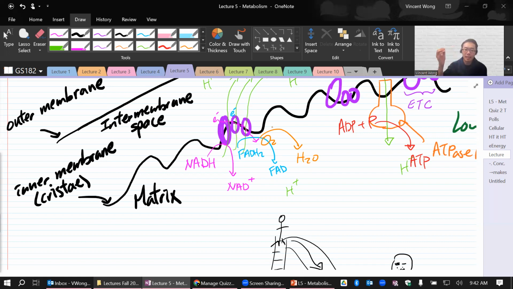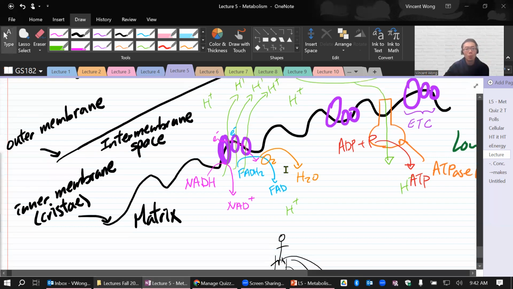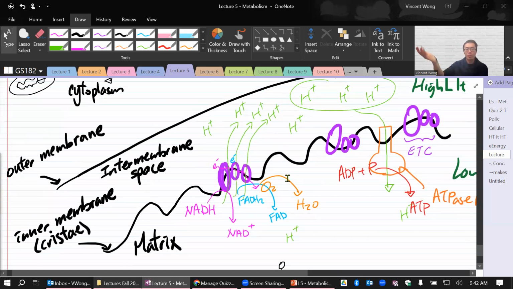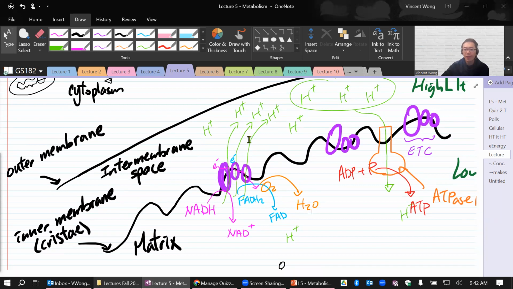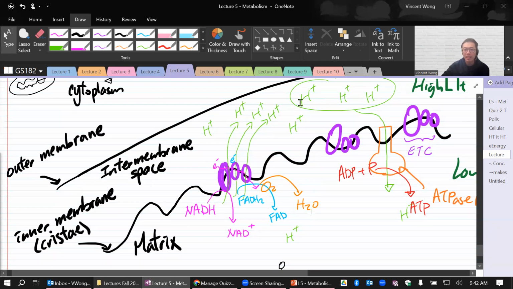If the electron does not get off the ETC, the next electron cannot slide down. If the next electron cannot slide down, we cannot pump H plus into the intermembrane space. Without H plus in the intermembrane space, they won't come back in to create ATP. No ATP, no energy, we die.